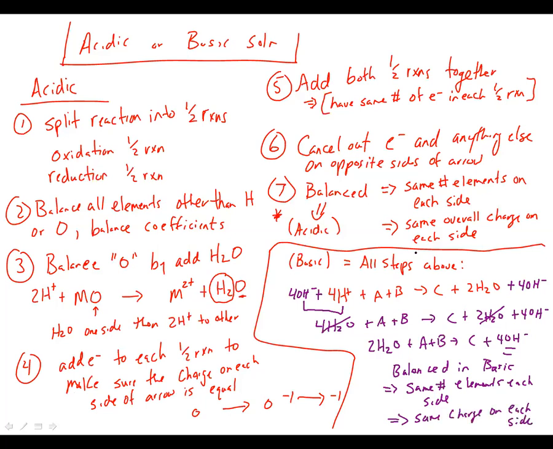So for basic conditions, there are multiple ways you could do it, but this is the easiest way: balance it as though it were acidic, and then fix it at the end by adding hydroxide to both sides. So these are the fundamental steps that you should follow when you're trying to balance a more complicated redox reaction in acidic or basic conditions. So let's actually look at one here and go through it together to show you how you actually do it.